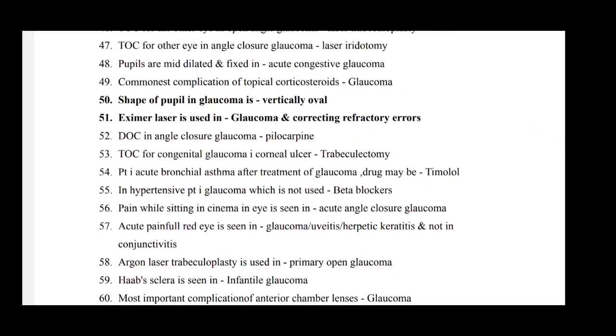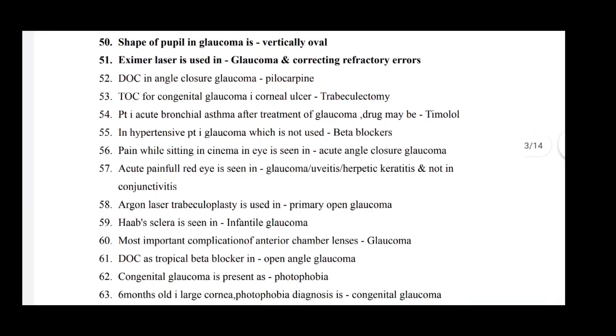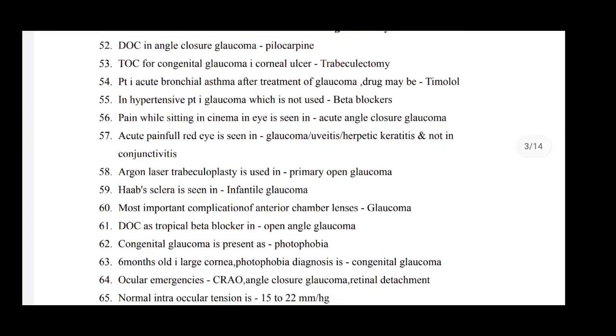Excimer laser is used in glaucoma and to correct refractive error. Drug of choice in angle glaucoma is pilocarpine. Treatment of choice for congenital glaucoma with corneal ulcer is trabeculotomy. Patient with acute bronchial asthma, after treatment of glaucoma, drug may be timolol. In hypertension, patient with glaucoma, beta blocker is not used.